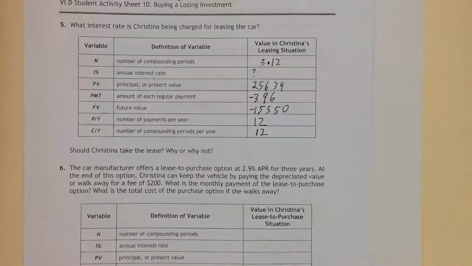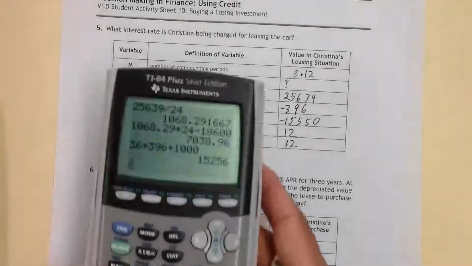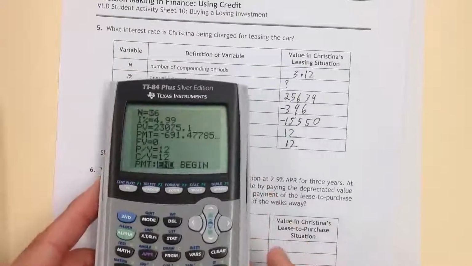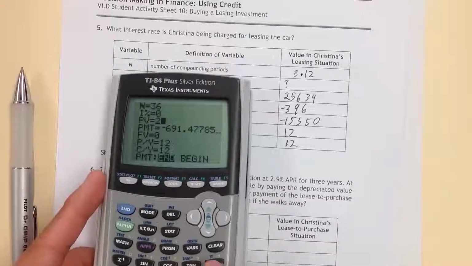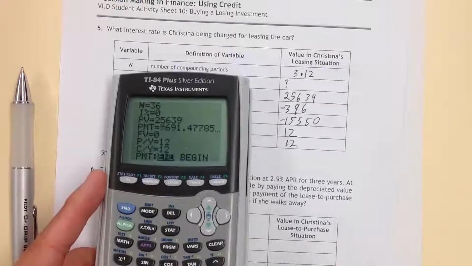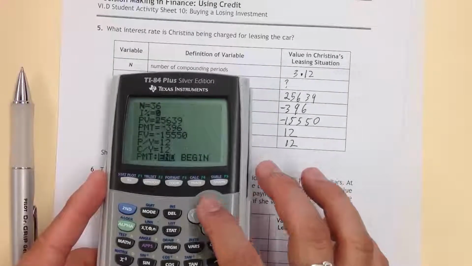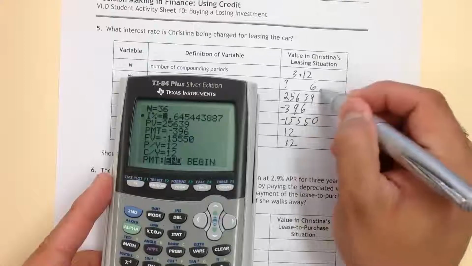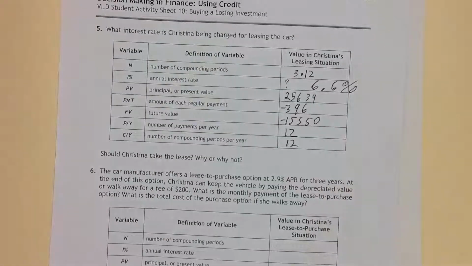Let's see. Alright. So we're going to find out what the interest rate is on this. So let's see. I'm going to hit apps. Who knows, maybe this thing will explode after this. Let's see. We're going to find out what the interest is. PV 25639, minus 396, and this is negative 15550. So we have an interest of 6.6%. So that's our interest in there.